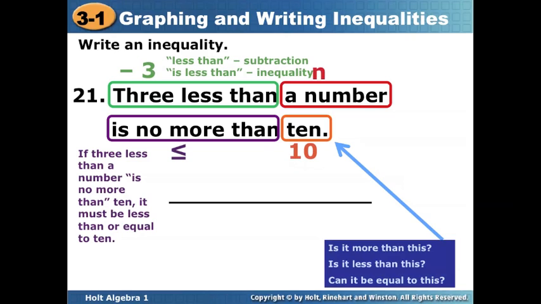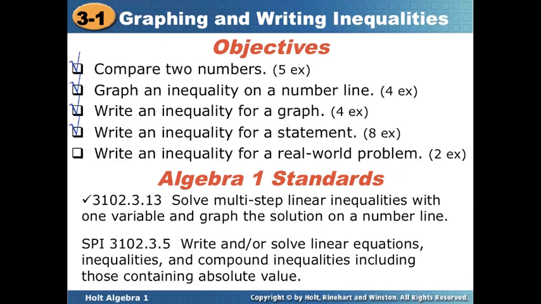Of course, the numerical value 10 will finish our answer. So we have n minus 3 less than or equal to 10. This shows 3 less than a number is no more than 10. Use less than or equal to show is no more than. That concludes writing an inequality for a statement.